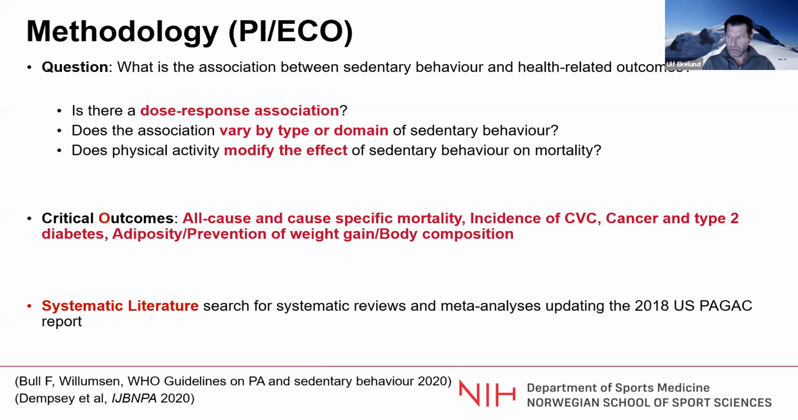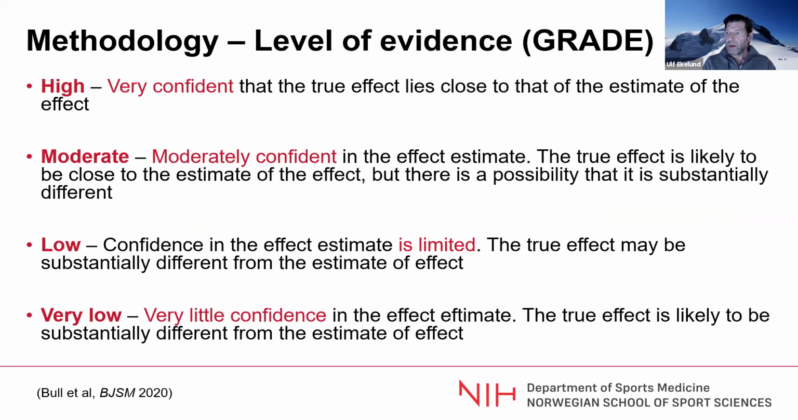We did a systematic literature search, and we based that on the 2018 American Physical Activity Guideline Advisory Committee report and updated the search from the point in time where they finished their search. The level of evidence was graded according to GRADE. And basically you grade the level of evidence from very low to high. And in this case, we can't basically grade the evidence as high because this grading is primarily for randomized controlled trials, where a randomized controlled trial is needed to provide a very high level of evidence. So most of the evidence we considered was moderate or low.